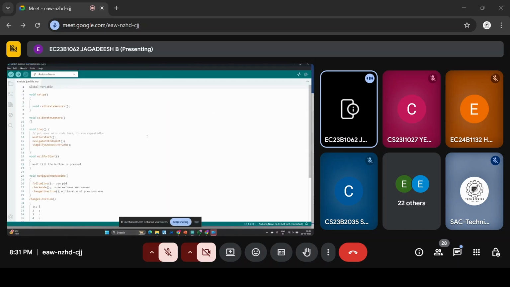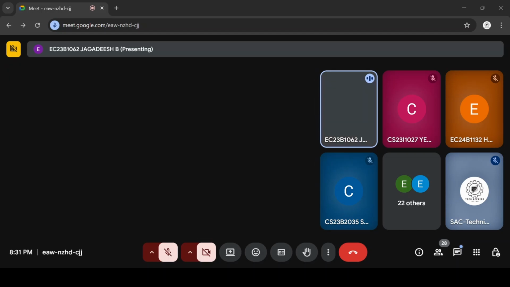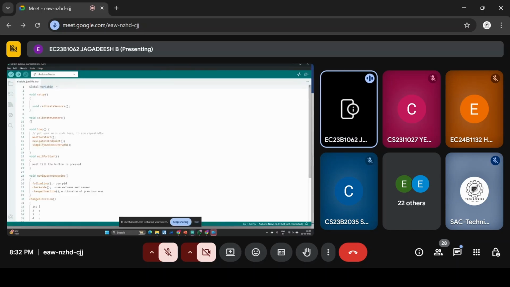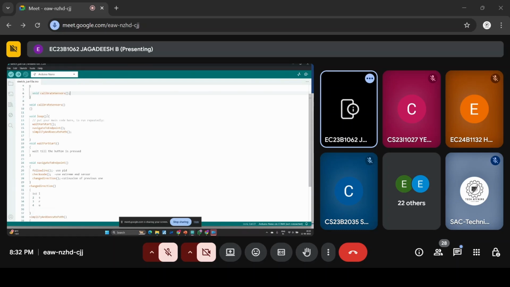So I have a quick pseudo code of the line following bot. I think most of you are familiar with the Arduino IDE. We use global variables, whatever variables you need to declare. Void setup runs just once and calibrates the sensor, making sure that any hardware error in the sensor is calibrated out. In the loop function, the loop keeps running always.